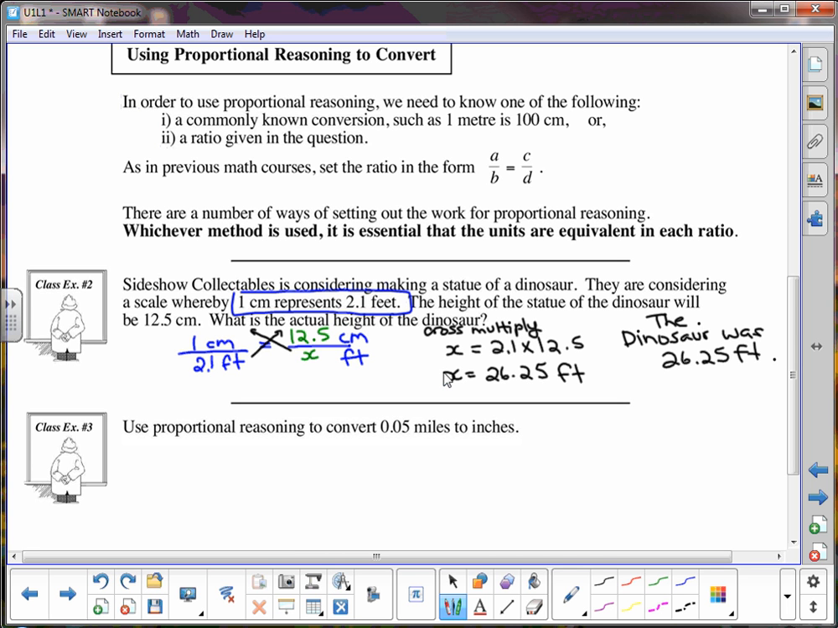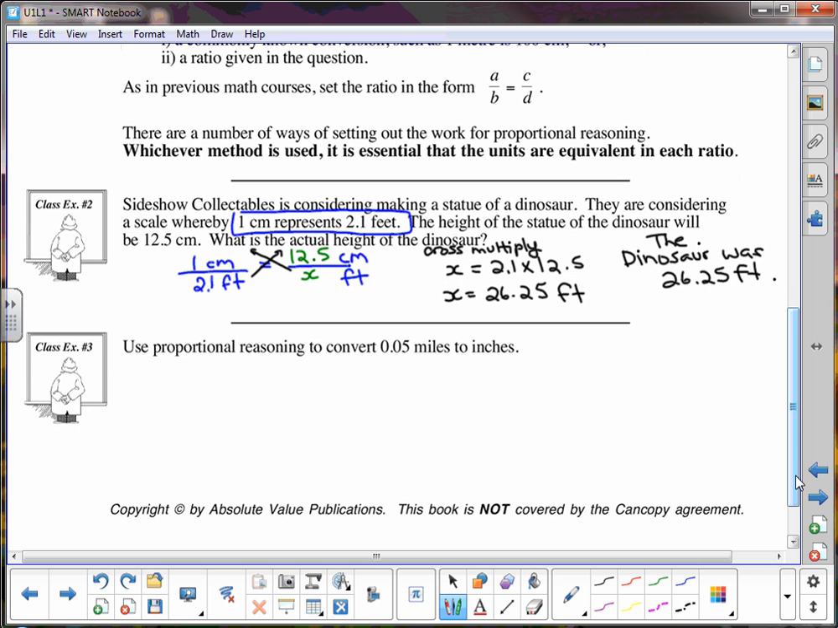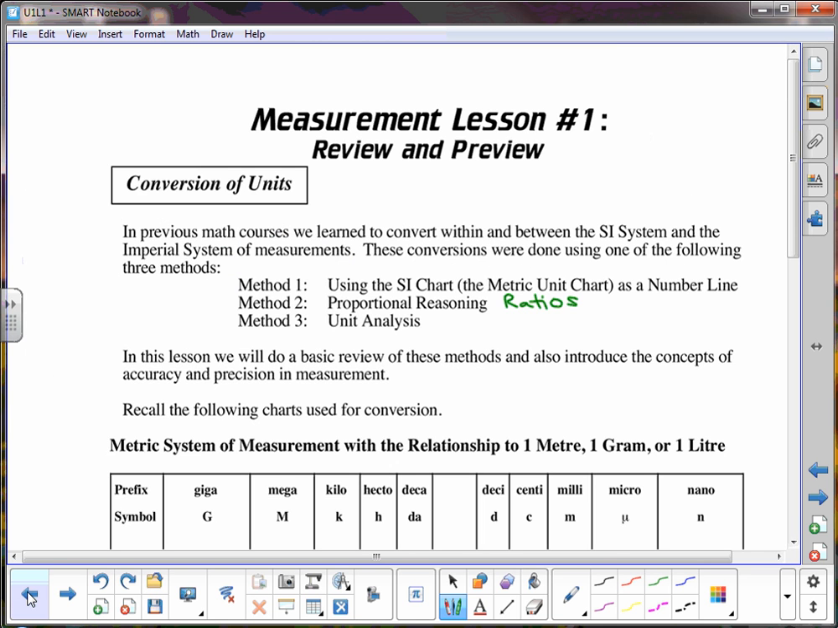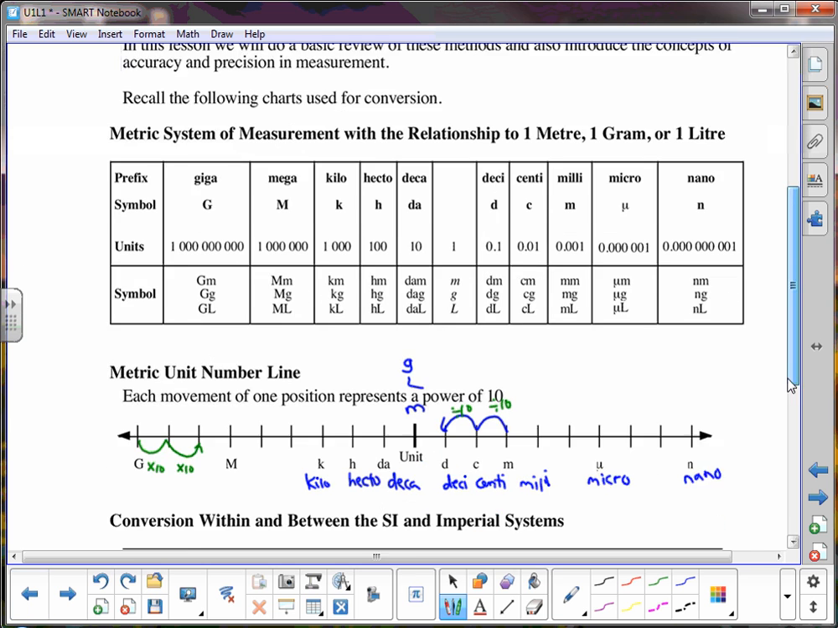Okay, so let's do an example with proportional reasoning for just converting a standard 0.05 miles to inches. So right now I need to find out, what is the relationship for miles and inches? And that's where your formula sheet is going to be great, because it's on your formula sheet. Or is it? So your formula sheet, let's just go back to the first page here. I believe there's no conversion from miles to inches.